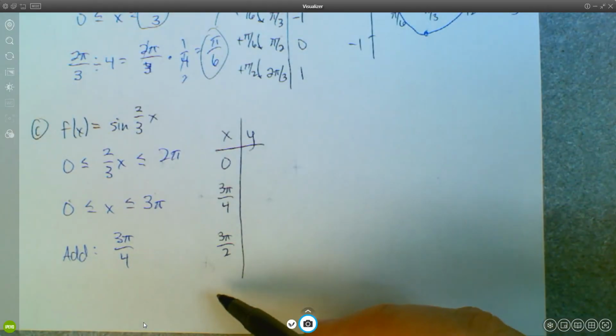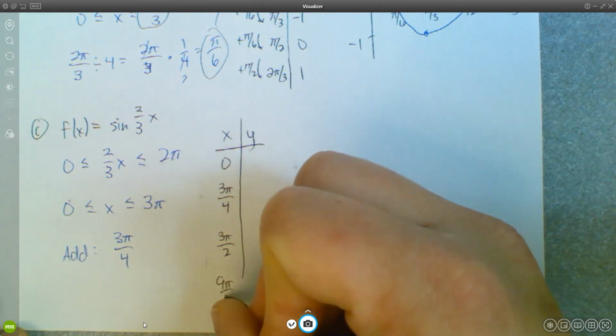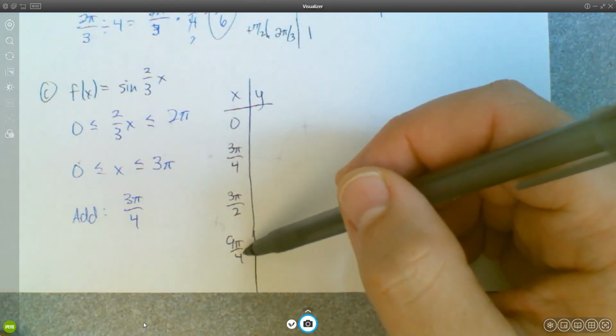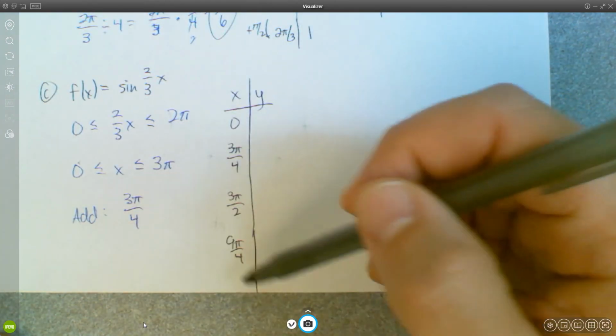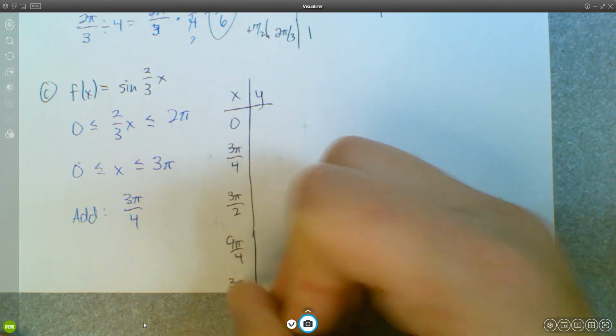Anyway, then I'm going to do it again. 6 pi over 4 plus 3 pi over 4 is 9 pi over 4. And then I'm going to do it one more time. Remember, you should have 5 of these points. So one more time, 9 pi over 4 plus 3 pi over 4 is 12 pi over 4. 12 pi over 4 is the same thing as 3 pi.